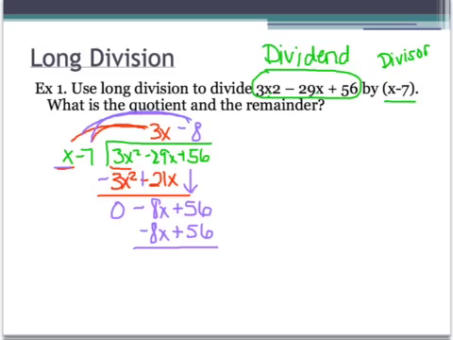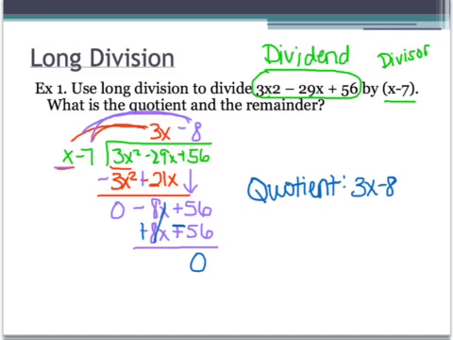And I want to subtract again. But subtracting is the same thing as multiplying each of these terms by negative 1. So that's going to become positive, and this 56 here is going to become negative 56. So negative 8x plus 8x is 0. Positive 56 plus a negative 56 is 0. And my quotient is then 3x minus 8. My remainder is 0, which means x minus 7 divides 3x squared minus 29x plus 56 evenly.